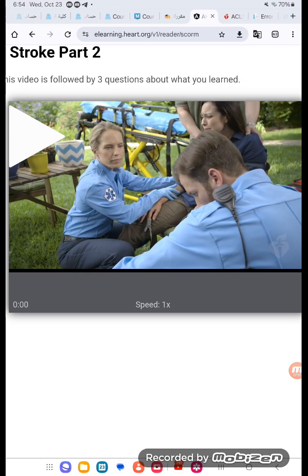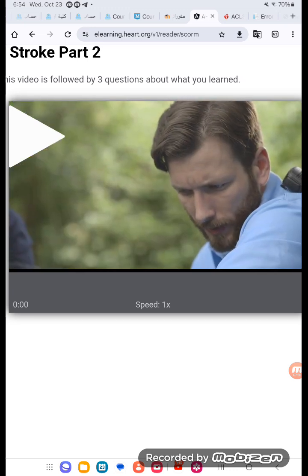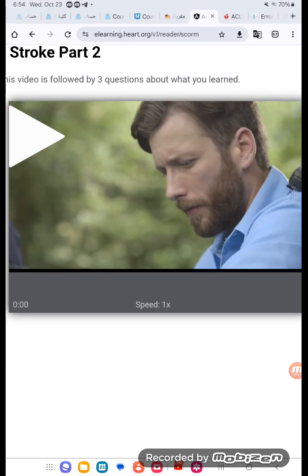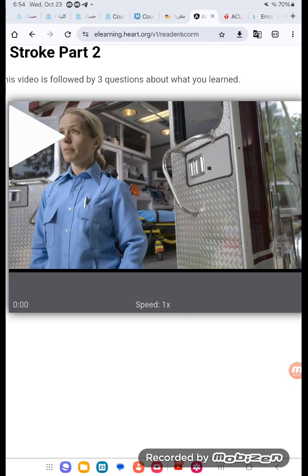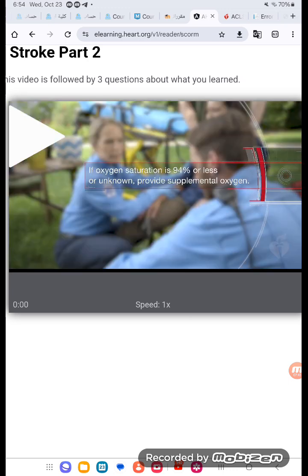What are her vitals? Blood pressure is 190 over 110, heart rate's 110, respirations are at 14, her pulse ox is 95. Her blood pressure was elevated, but her oxygen saturation was normal.